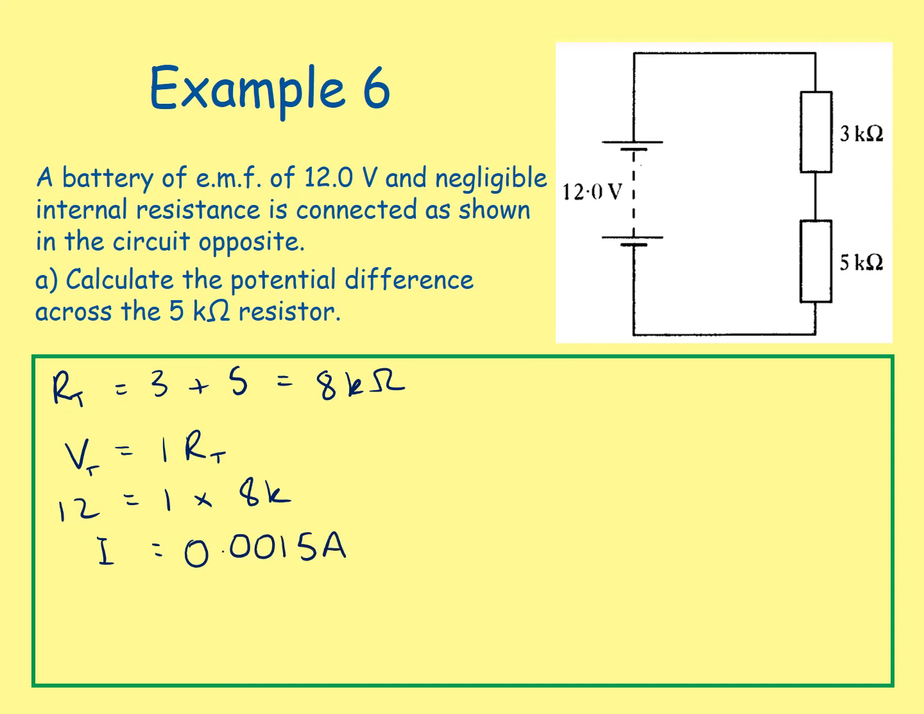Now that we have our current, we can use this to work out the voltage on the 5 kilo ohm resistor. This is equal to the current multiplied by the resistance of the 5 kilo ohm resistor. So 0.0015 times 5,000 gives us 7.5 volts.